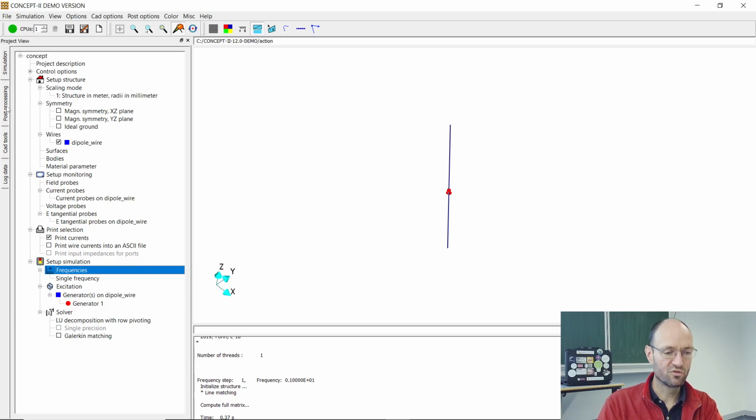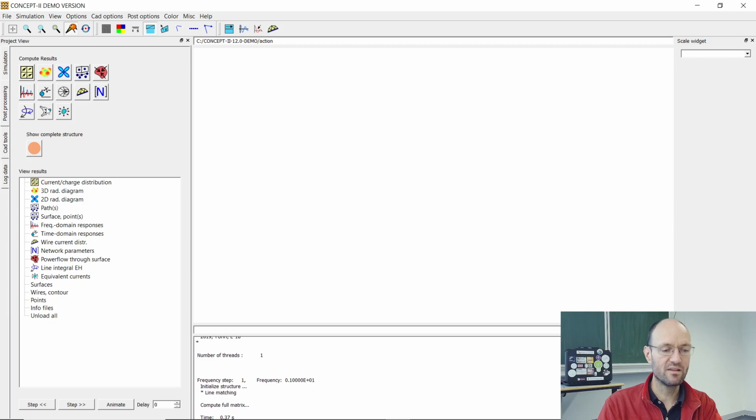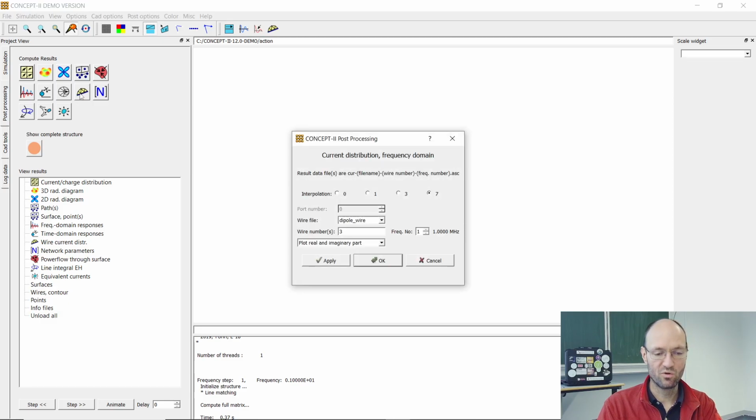Then we can go to post-processing. And there are different ways to look at the result. So we can look at current and charge distribution, but I think this is current and charge distribution on surfaces. We don't have a surface here. We just have a wire. So we could look at the current distribution on wires. Hopefully this works, because something should happen now in this window, but this program is calling GNUplot in the background to do the plotting, and sometimes they are, let's say, not properly connected with each other.